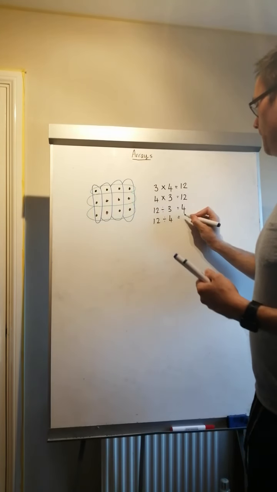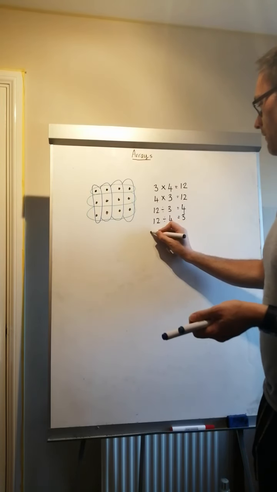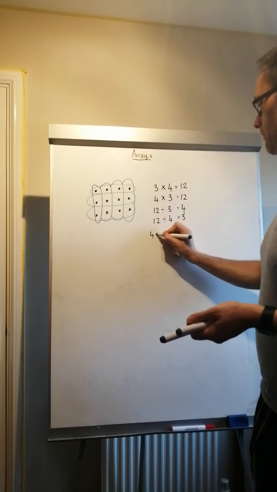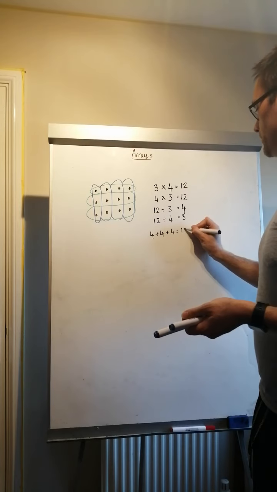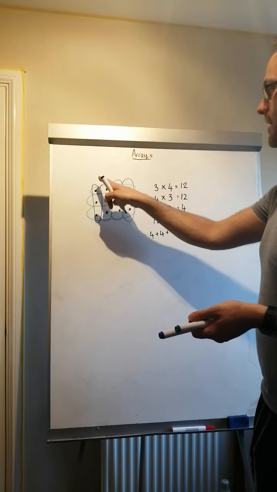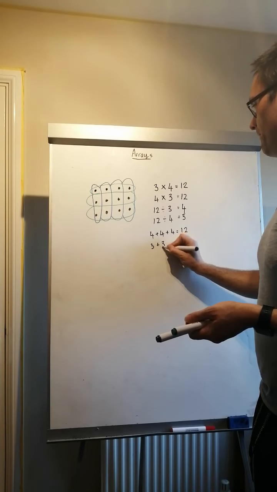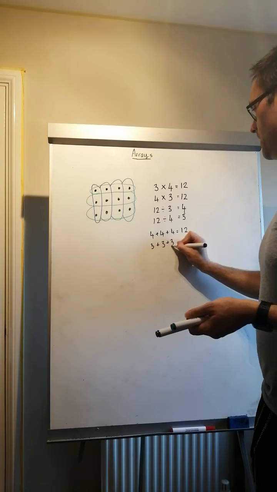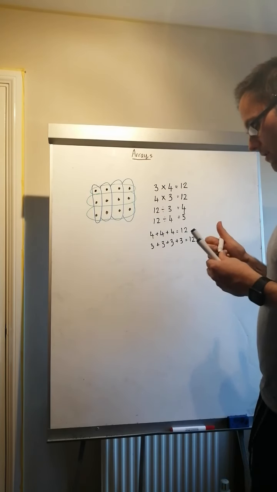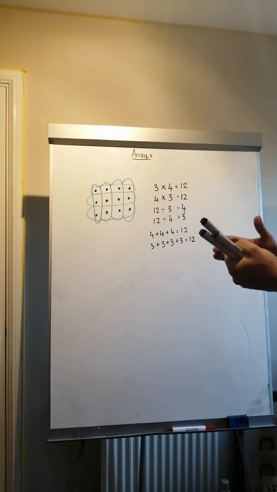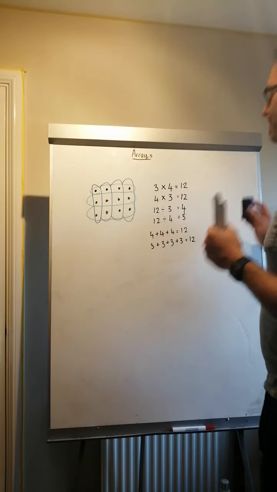1, 2, 3. What would my additions be? 4 plus 4 plus 4 equals 12. What would my other ones be? 3 plus 3 plus 3 plus 3. Still got 12 dots there. So you can do this anyway. One final thing.